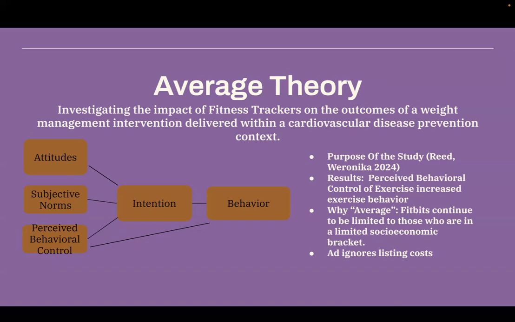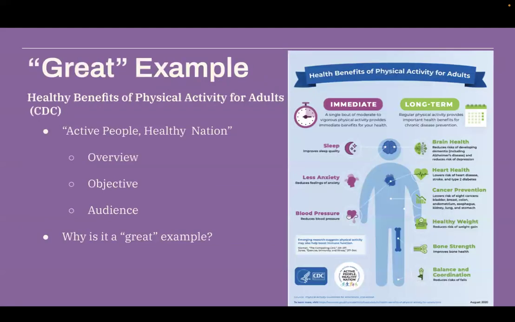However, this was only an average theory and not an excellent theory because of several flaws, including the ad ignoring the cost of the product, the cost of subscription, and ignoring signal issues of those who may live in rural areas and not be able to connect to the internet. Due to these impacting perceived behavioral control and ability to use the product, this falls back from a good to an average theory.